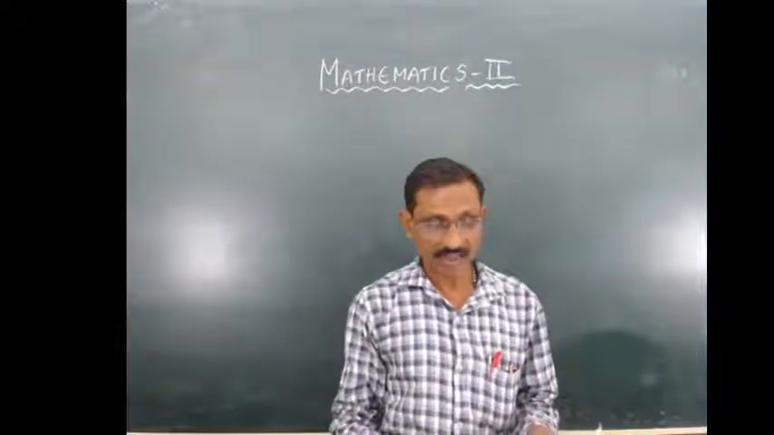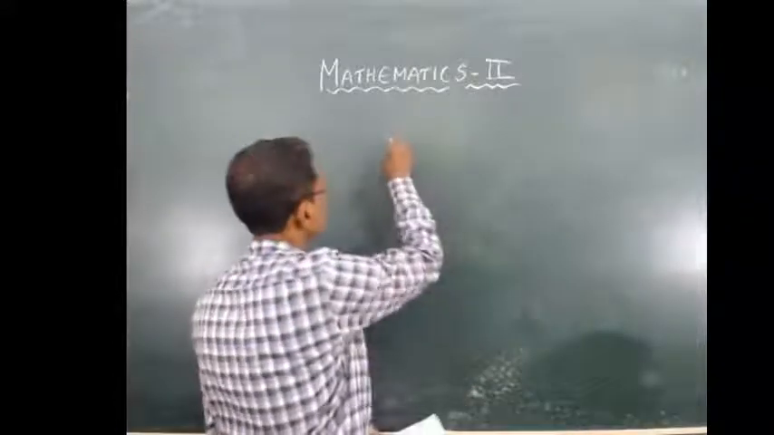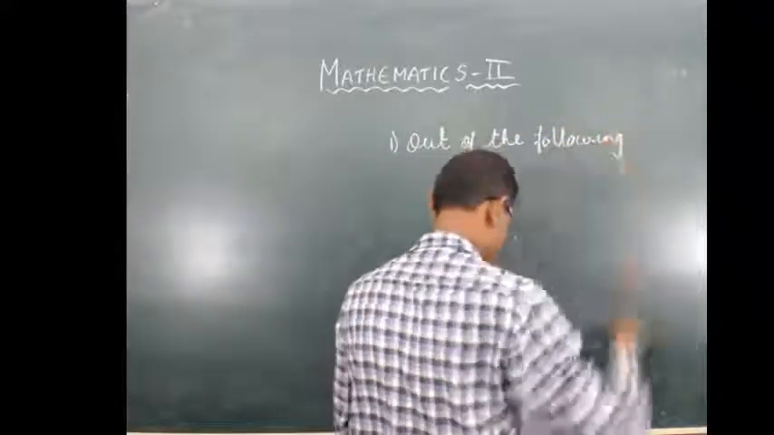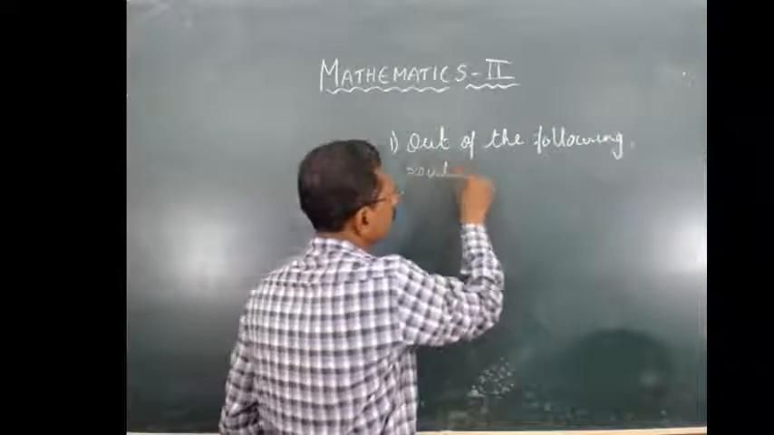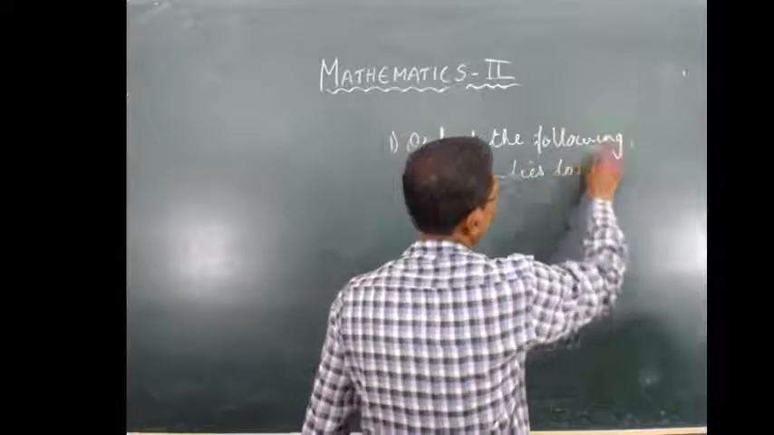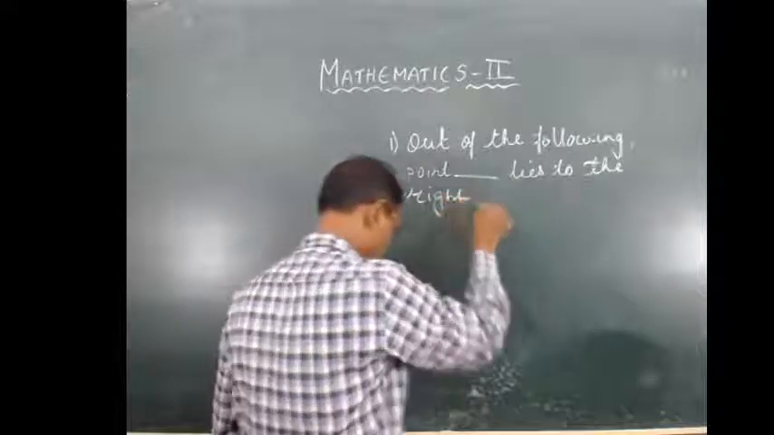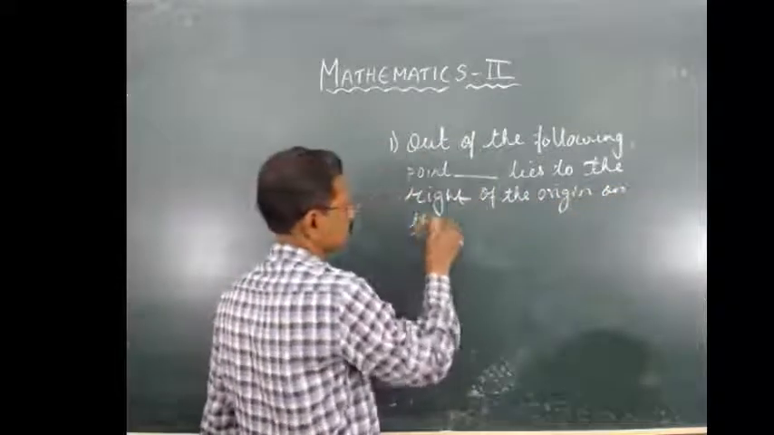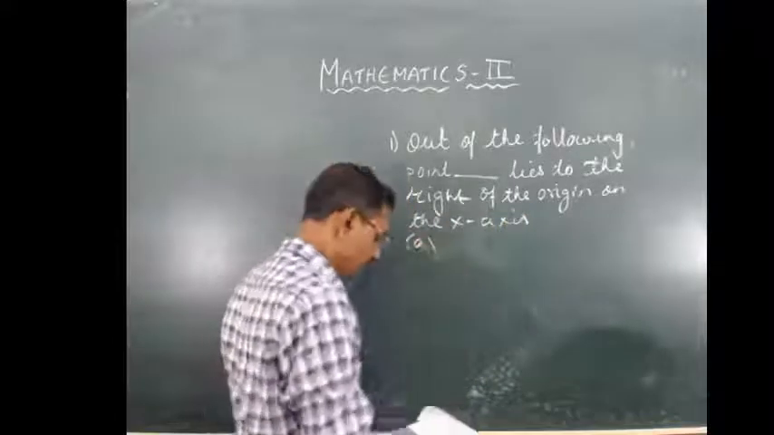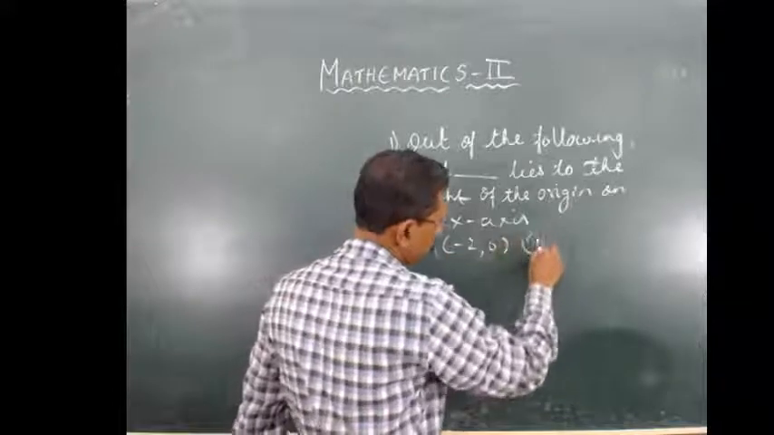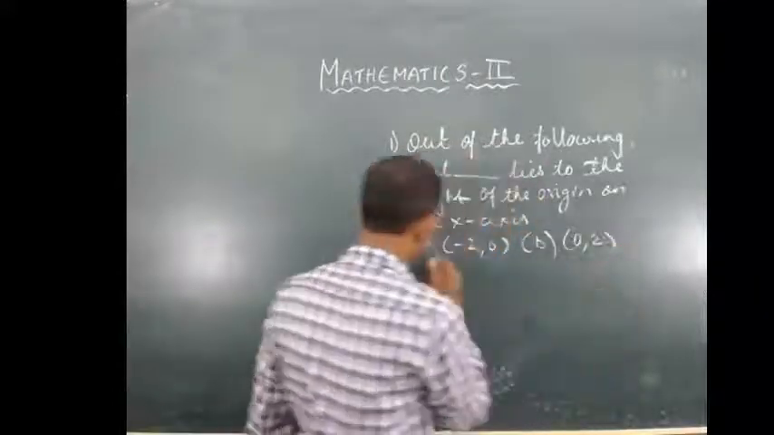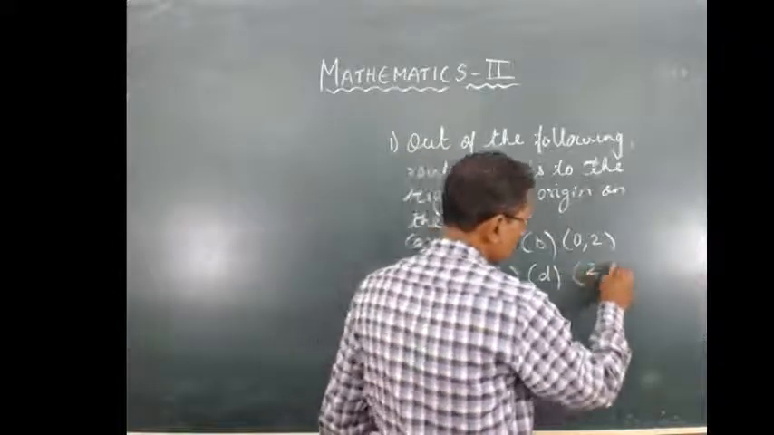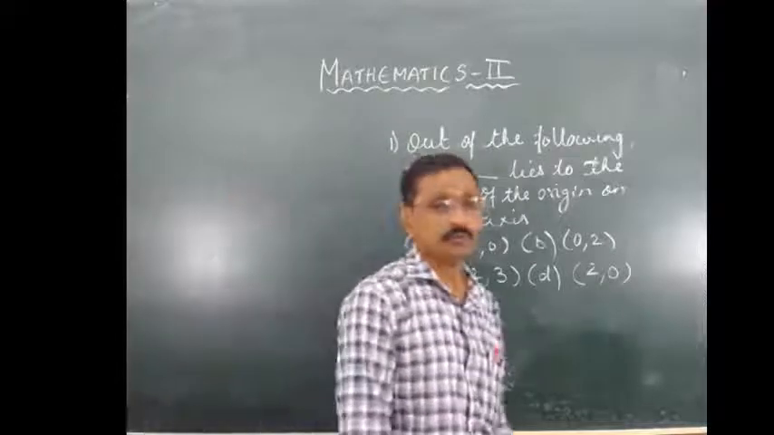Out of the following point, dash lies to the right of the origin on the x-axis. Our options are option A -2, 0, option B 0, 2, option C 2, 3, and option D 2, 0. Let us read the question properly before we start.